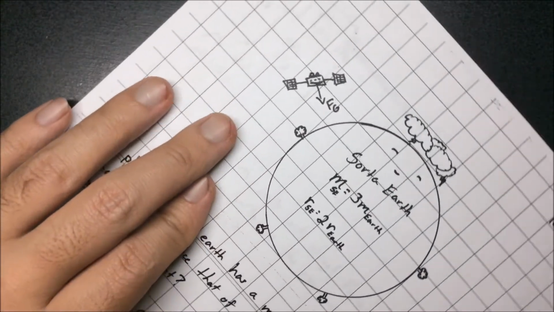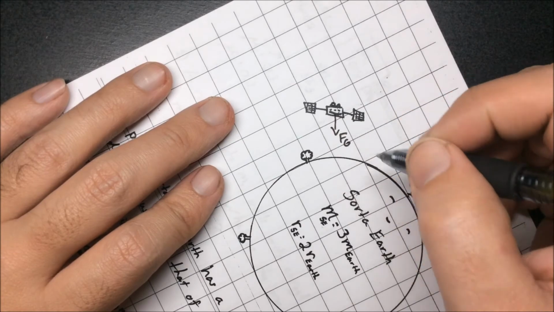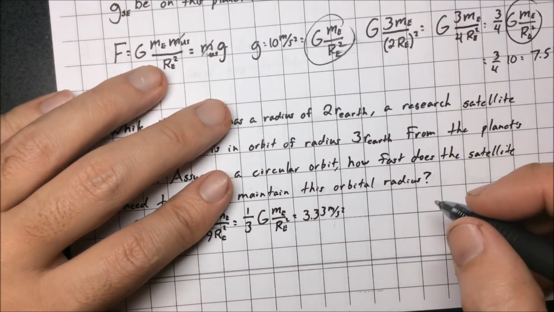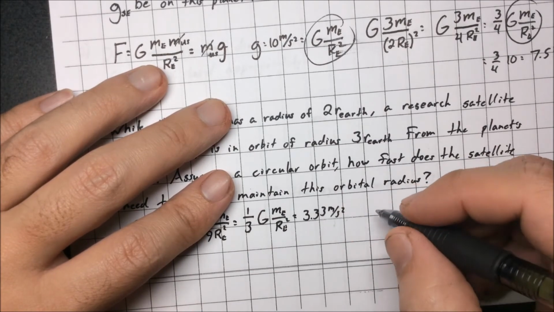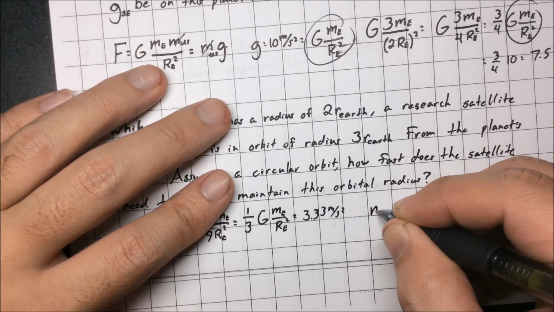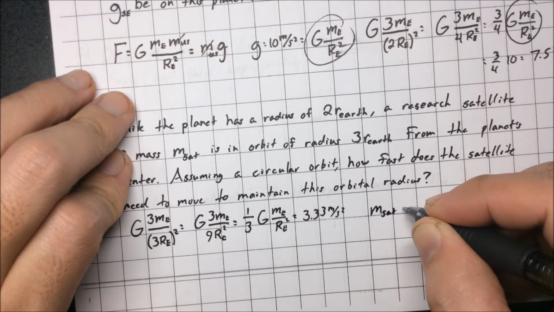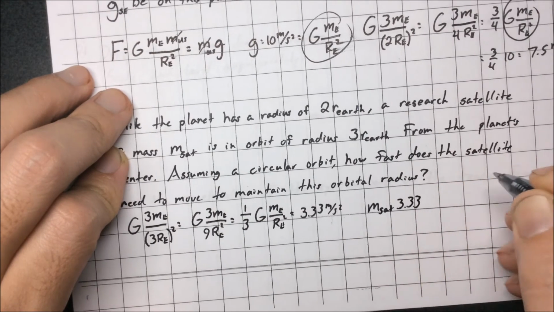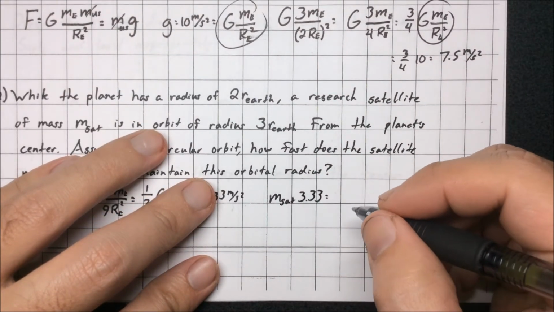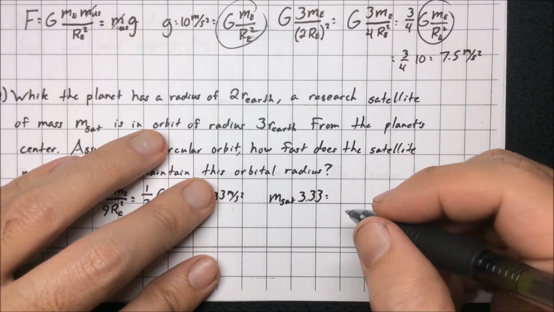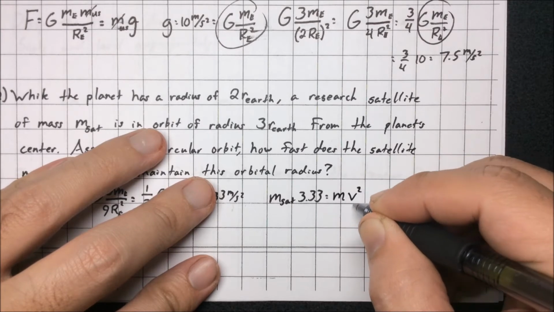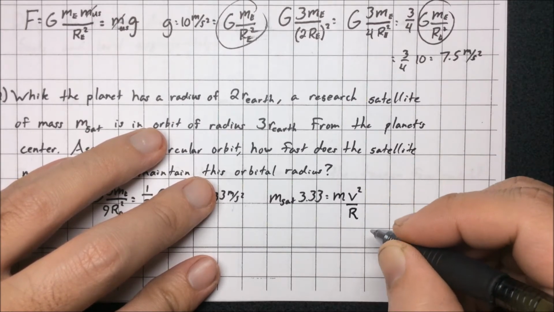Now remember, the first thing that we did was we identified that this is the only force on it, and it is going in a circle. So if it's going in a circle, that means that this force, what is this force? This force is m of the satellite times a, or g in this case, and really the g is going to be 3.33. That force is the force helping it go in a circle. What do we call that? That's the centripetal force. So centripetal force is going to be mv squared over r.